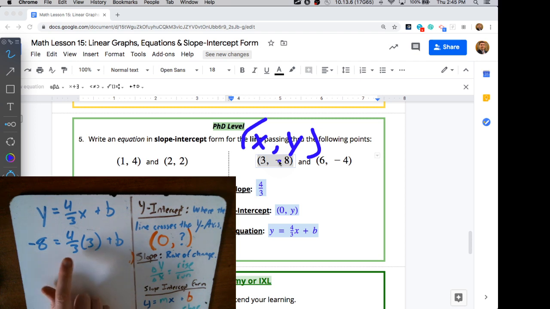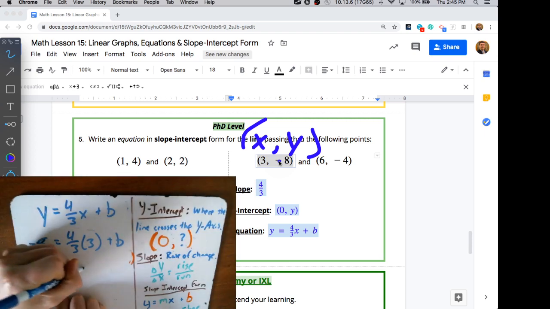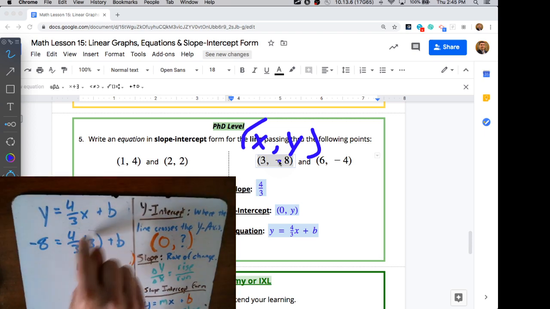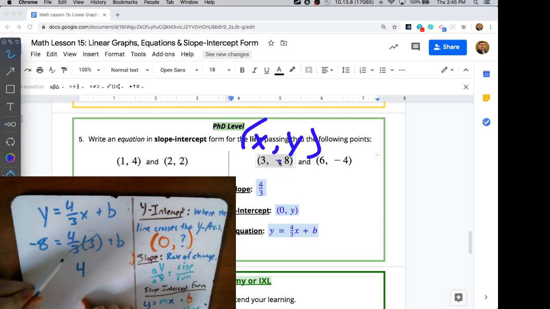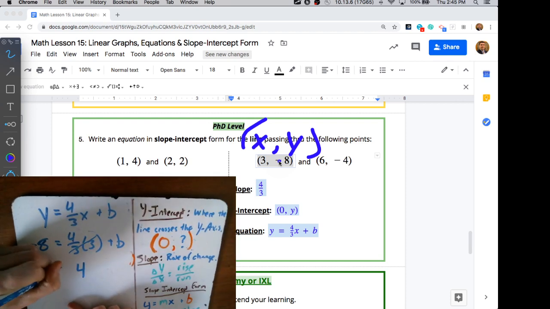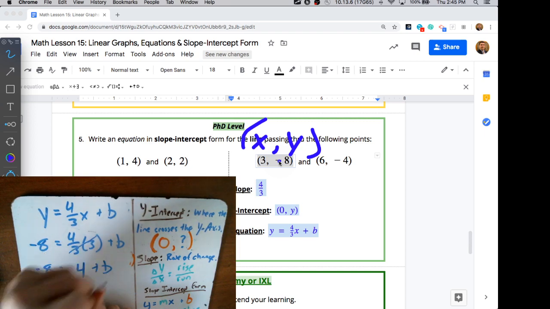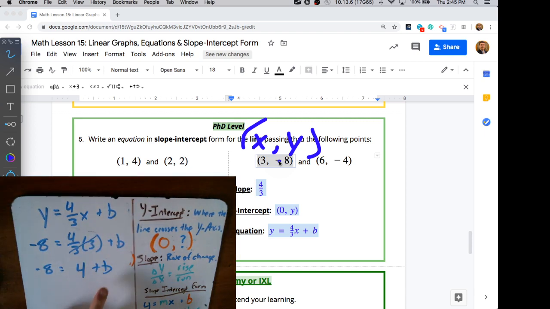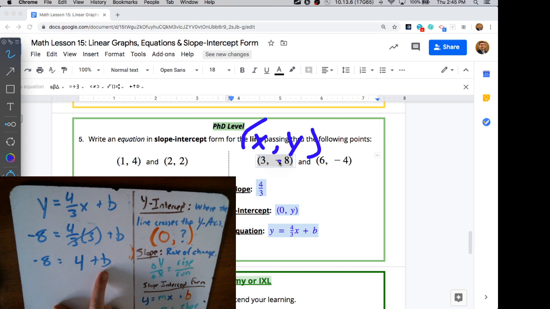So I'm going to do 4 over 3 times 3. 4 times 3 is 12, and 12 divided by 3 is 4. Or even simpler, you see the times by 3 and the divide by 3 just cancel each other out and leave us with 4. So I have negative 8 is equal to 4 plus b. My b is on the right side of the equation. I want to get that all by itself, so I'm going to subtract 4 to cancel out the 4 on the right side of that equation.